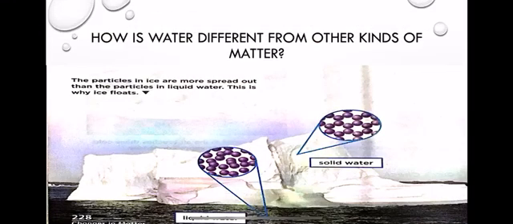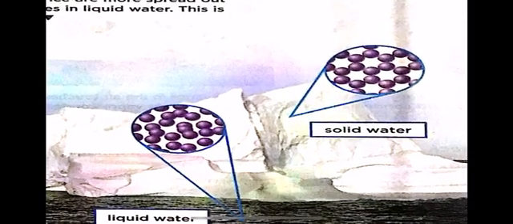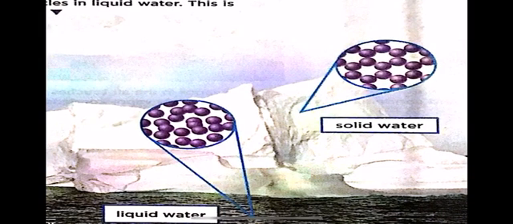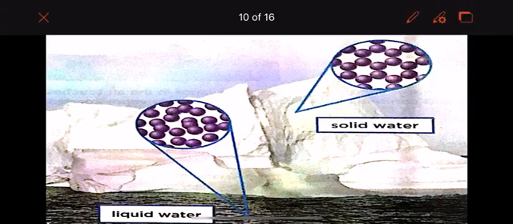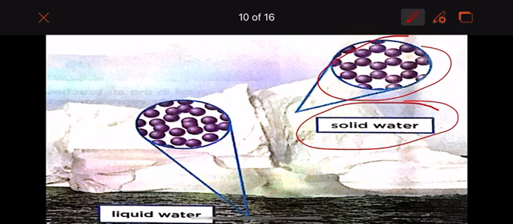Here, how is water different from other kinds of matter? Let's look at this picture. Most kinds of matter shrink as they freeze. The particles of matter move closer together. However, water gets larger when it freezes. Its particles of matter move apart. Can you see the solid particles? Yes, they are more spread out than the liquid particles.